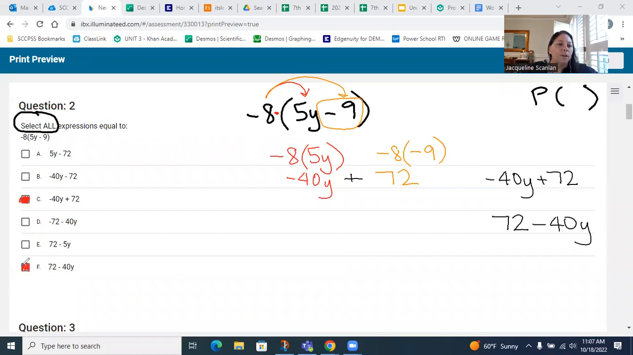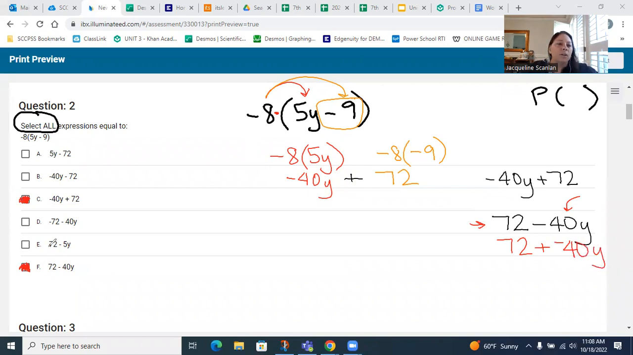Now there is one other way I could write this. And I could take this expression and I could rewrite it as an addition. So instead of writing 72 minus 40y, I could write it as 72 plus the opposite of 40y, which is negative 40y.